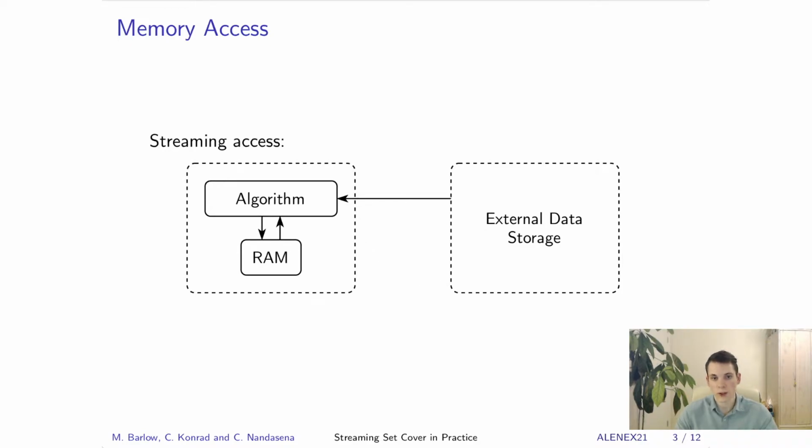And the extreme of this optimization is streaming access. So this is where we read the whole input sequentially. And again, both direct and streaming access assume direct access to RAM.